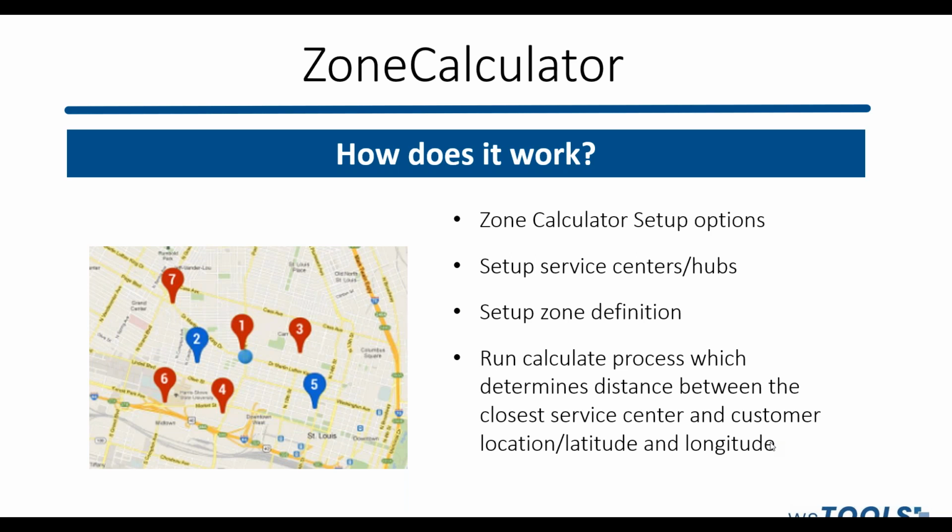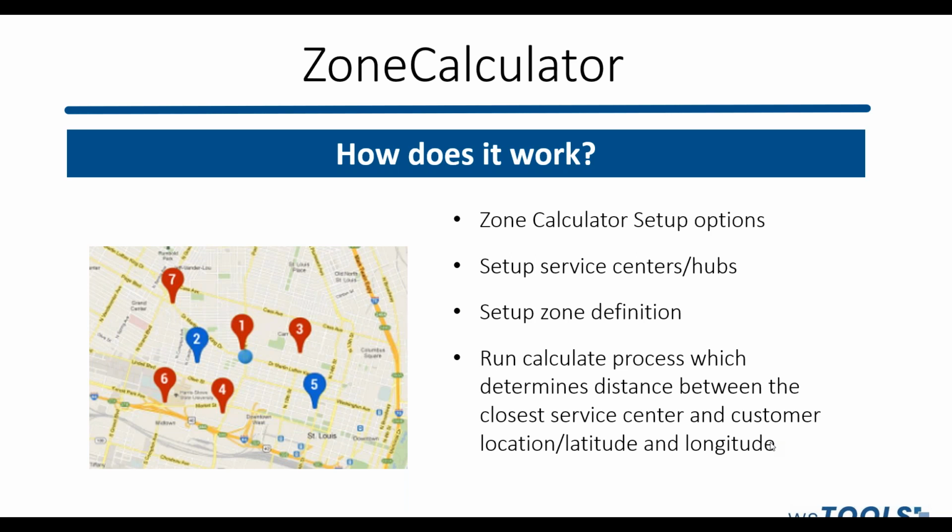From the setup screen, you'll then go on and put in your service centers or your service hubs. We use those words interchangeably within Zone Calculator. This is saying, I have technicians or I have branches, however you want to specify, at 10 different locations. Then you would go in and set up those different hubs and put in the physical address of those hubs, because we're going to want to calculate the distance from that hub to the customer location.